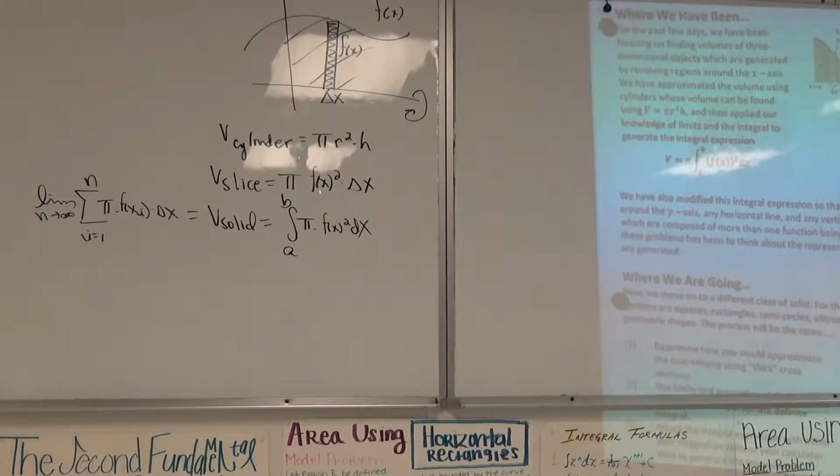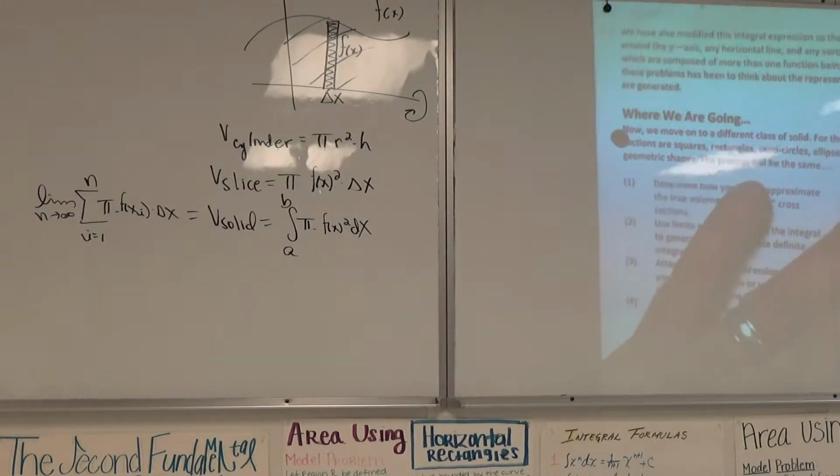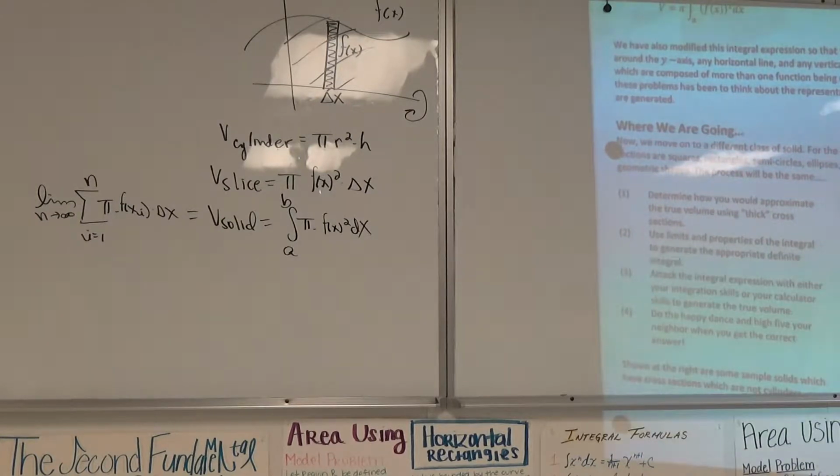Yeah. We have also modified this integral expression so that we can find the volume of solids formed by revolving around the y-axis, any horizontal line and any vertical line. We have also explored three-dimensional objects which are composed of more than one function being revolved around the set axis. The key to solving all of these problems has been to think about the representative rectangles and the cylinders and washers that are generated. Okay, perfect.